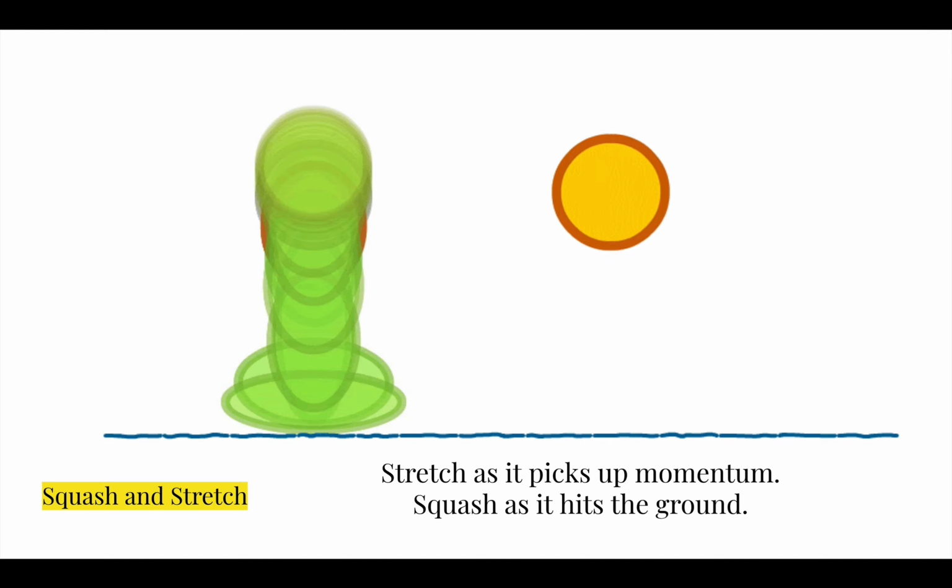If you slow it down, here's a look at what squash and stretch is doing to the object. As it's falling and picking up momentum, it's going to be stretched out. As soon as it hits the ground, gravity takes over and it squashes the ball flat. And then as it bounces back up, it picks up momentum, squishing back to a perfect circle.